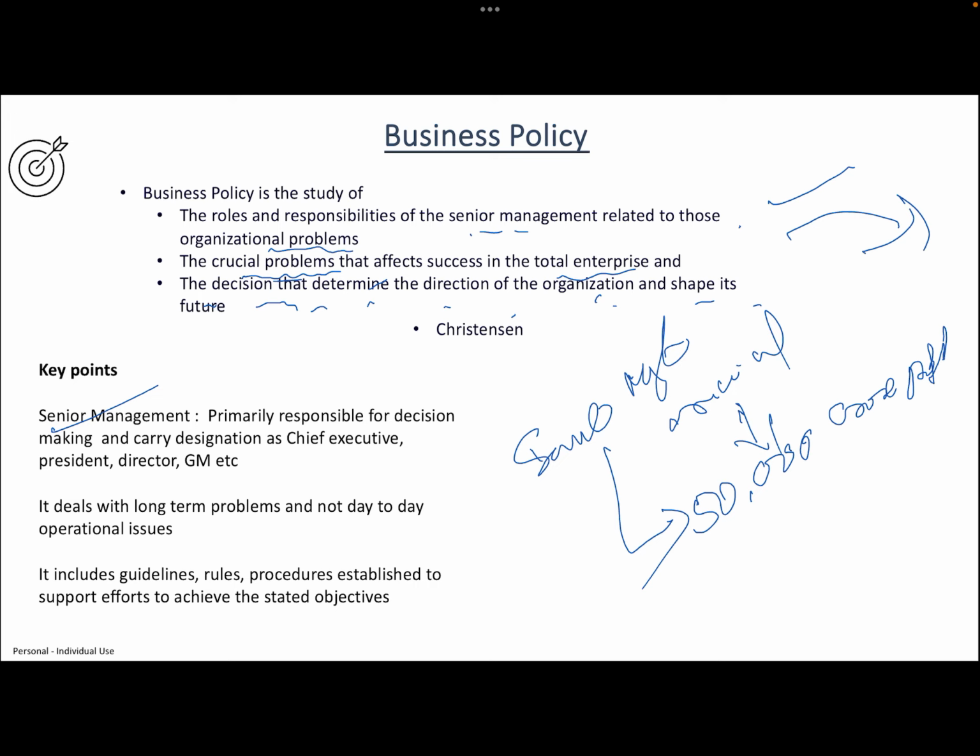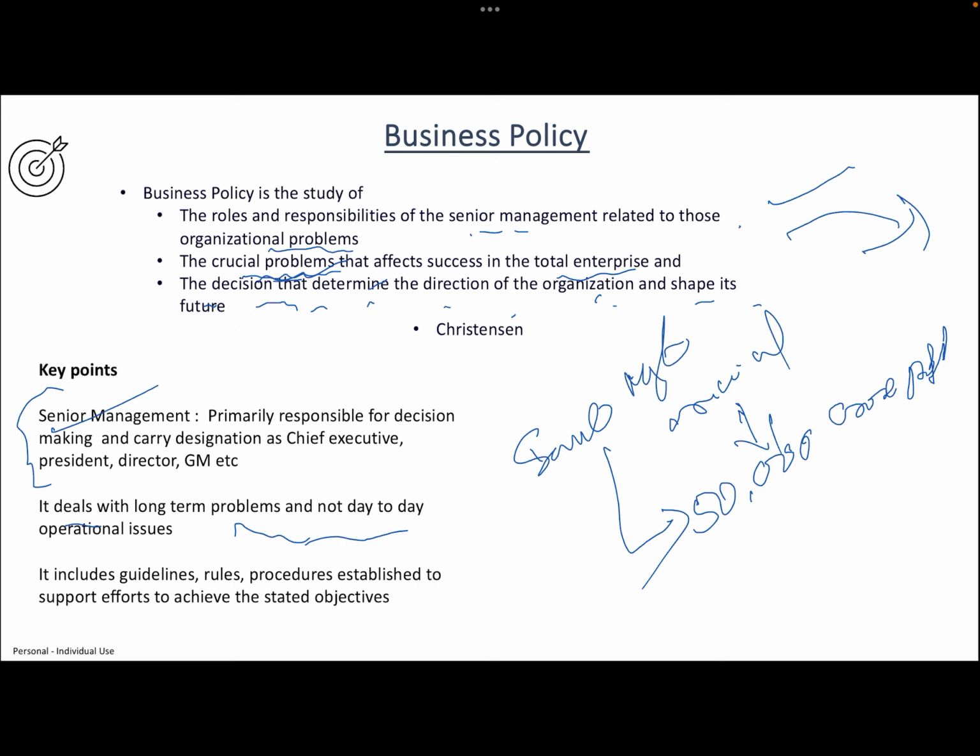For example, in any organization, designations may change a little bit, but it will be like a chief executive officer, president, directors, general managers. These are the people who are called senior management. They are responsible to deal with long-term problems or crucial problems and not day-to-day operational issues. So we saw here, right? They should focus on crucial problems that affect the total enterprise. So that's why they deal with all long-term problems and not day-to-day operations.